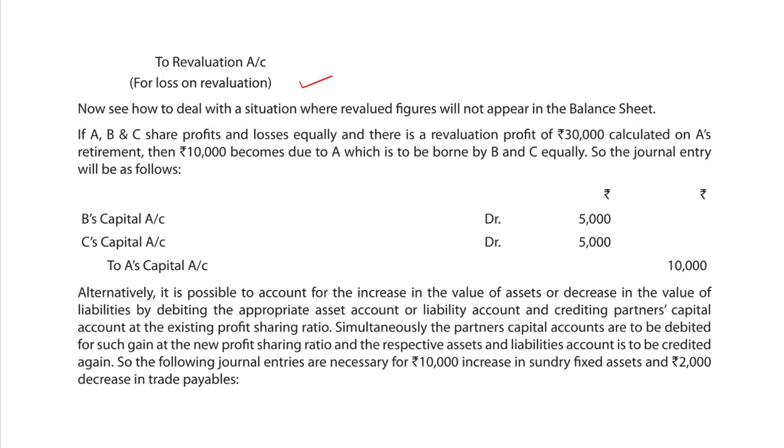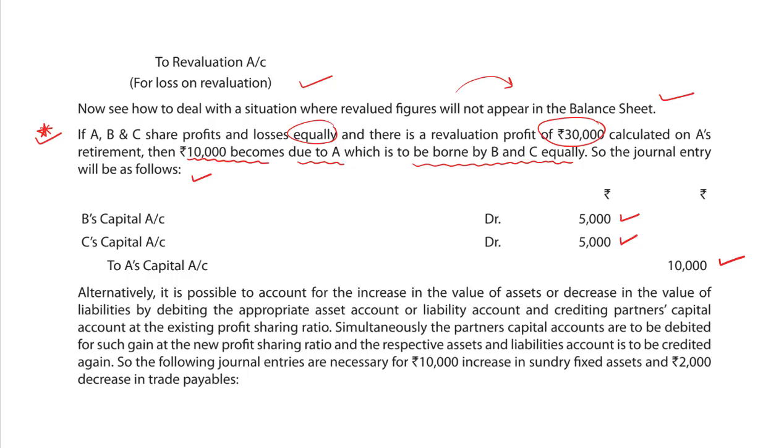Now see how to deal with a situation where the revalued figure will not appear in the balance sheet. If A, B and C share profits and losses equally, and there is a revaluation profit of 30,000 calculated on A's retirement, then 10,000 becomes due to A, which is borne by B and C equally. So the journal entry will be as follows. B's capital account debit 5,000, C's capital account debit 5,000 to A's capital account 10,000.